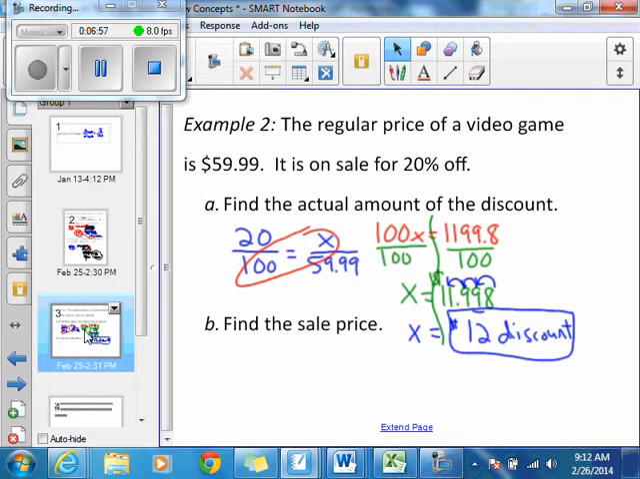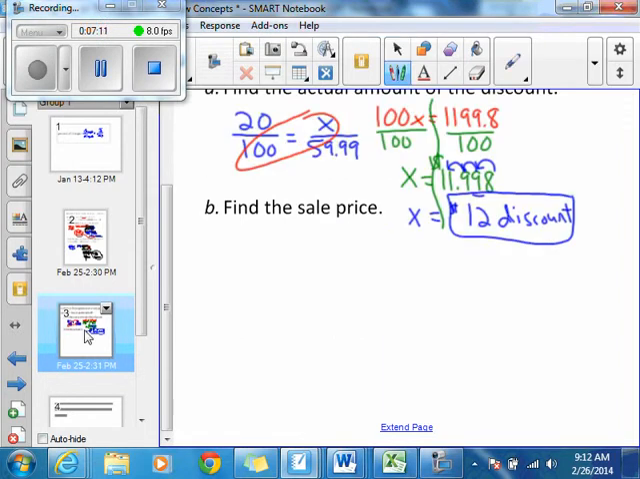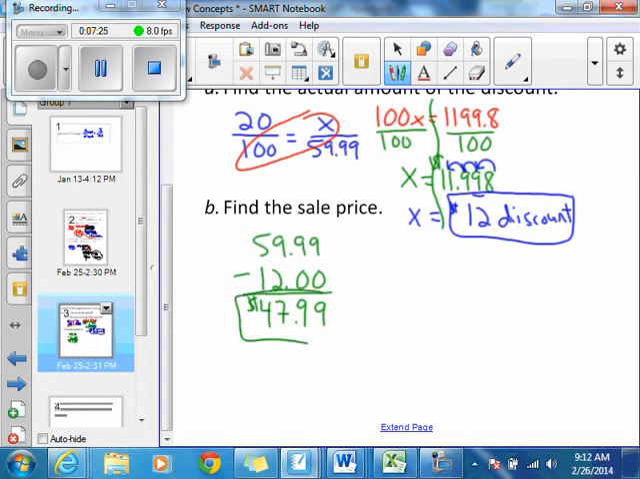And that doesn't mean you're going to pay $12 for the video game, although that'd be really nice. $12 is how much you get discounted. That's how much that gets taken off of the price. So to find the sale price, we're going to take the original price, which is $59.99, and then we're going to take off the $12 that we get to save. And when we subtract, we get $47.99. That is how much they're going to charge us for the video game, $47.99.